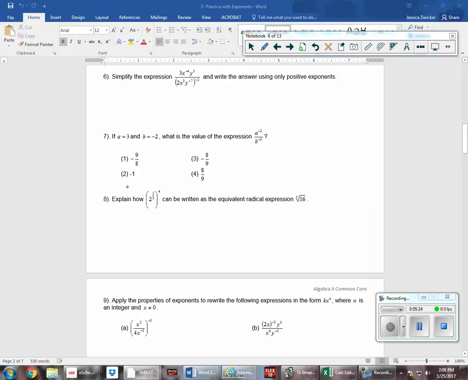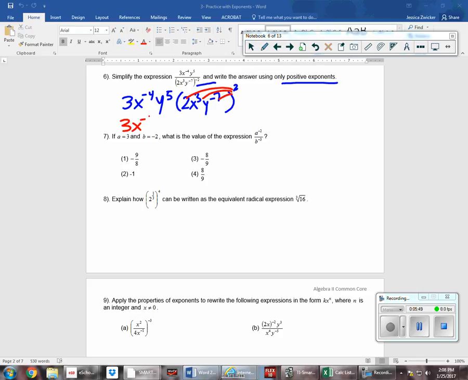Question 6 asks you to simplify using only positive exponents. So my first step is to rewrite the denominator with a positive exponent. So I'm going to actually bring it up to the numerator and change that -2 to a +2. Now I'm going to distribute that 2 to each term.